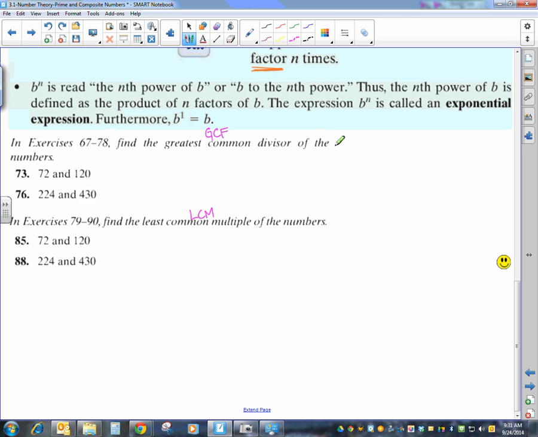So if I start off with 72 and 20, watch how we do this at the same time. Does 2 go into both of those? It does. 2 goes into 72 36 times, into 120 60 times. Does 2 go into both of those? It does. 2 into 36 is 18. 2 into 60 is 30. Again, still 2 even numbers, so 2 goes into them. 2 goes into 18 9 times. 2 goes into 30 15 times.